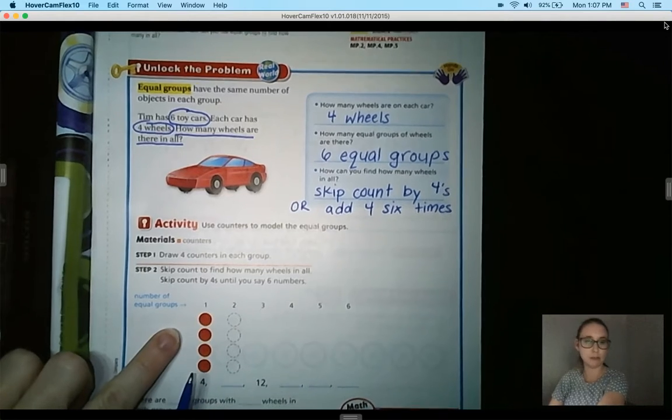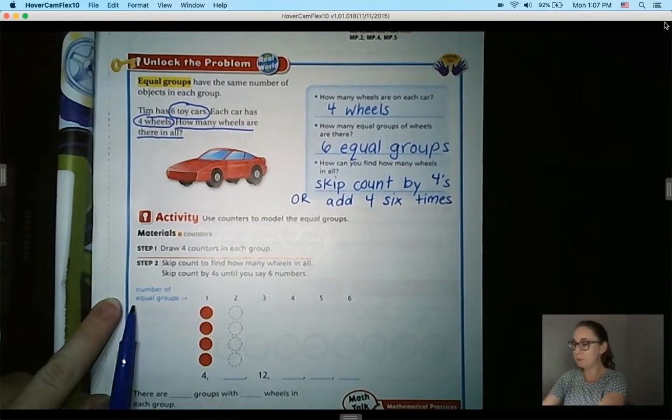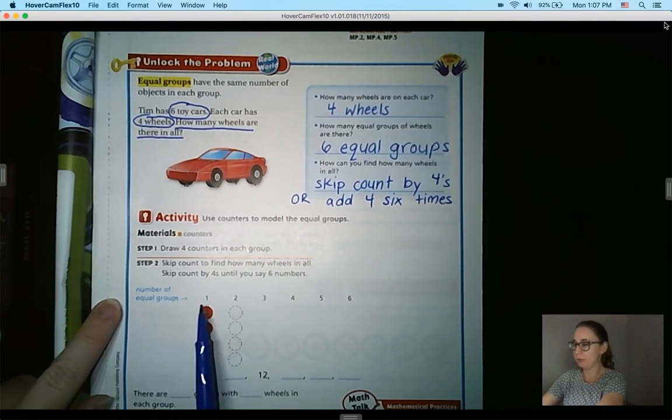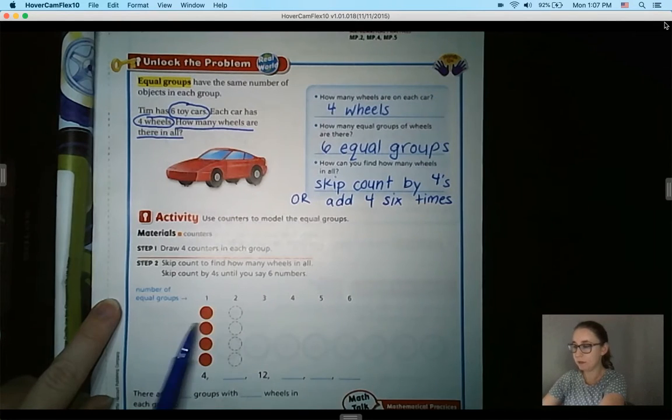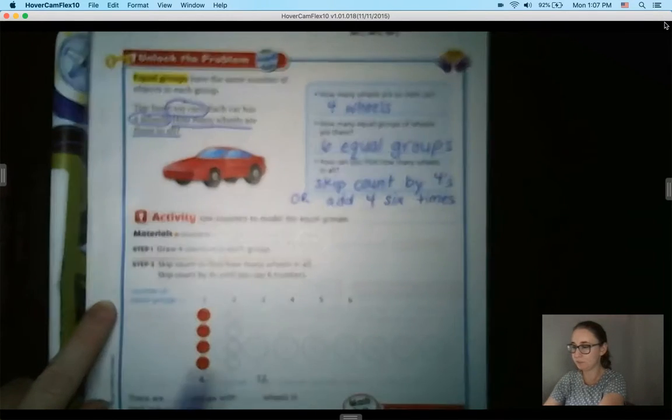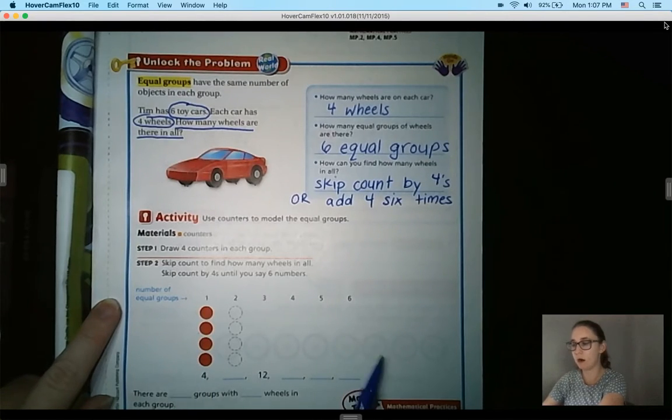So let's start with this one. It's pointing to the number of equal groups. So we counted 1, 2, 3, 4, 5, 6. And that represents the amount of cars that Tim has. Remember, the 4 counters are how many wheels are on a car. So we want to know how many wheels there are all together for all 6 cars.